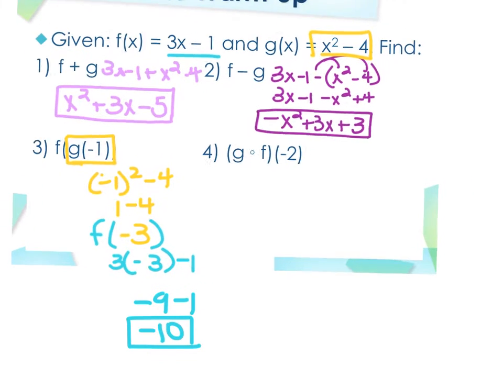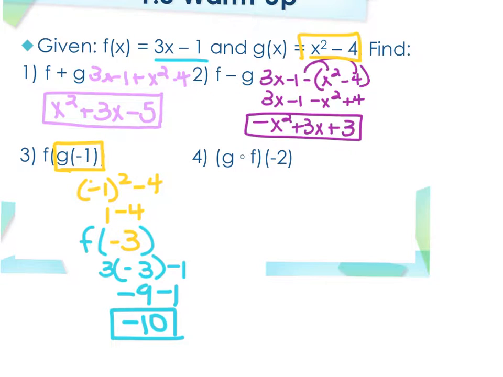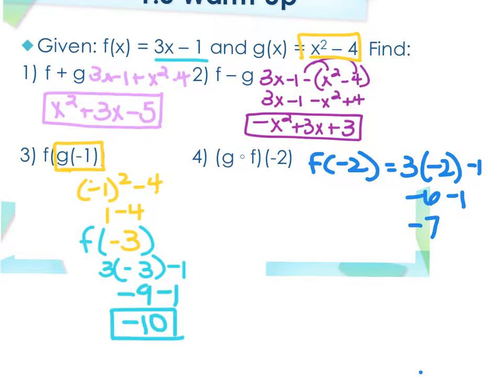Okay, and then 4, now I'm finding g of f of negative 2. I go right to left, so I'm going to find f of negative 2 first. Take the f, plug in the negative 2. Negative 6 minus 1, which is negative 7. And then I'm finding g of negative 7. So negative 7 squared minus 4, or 49 minus 4, which is 45.